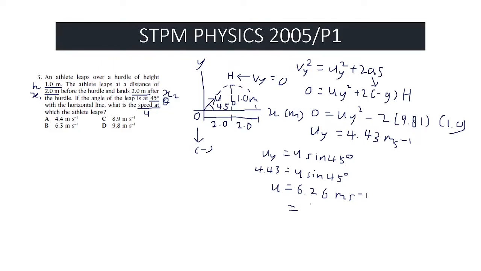And if we round off, we will get 6.3 meters per second. So the answer is going to be B.